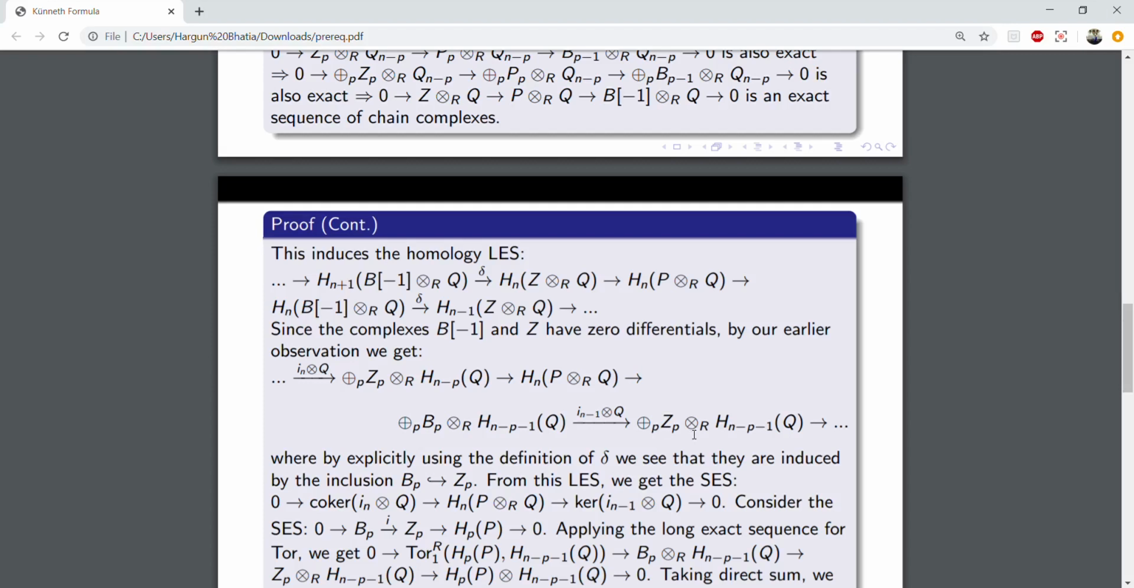So B_p includes in Z_p, and so this map is just given by, for each p, the map from B_p tensor this to Z_p tensor this, and take the direct sum. So that is this map. Similarly this map. Okay, fair enough.